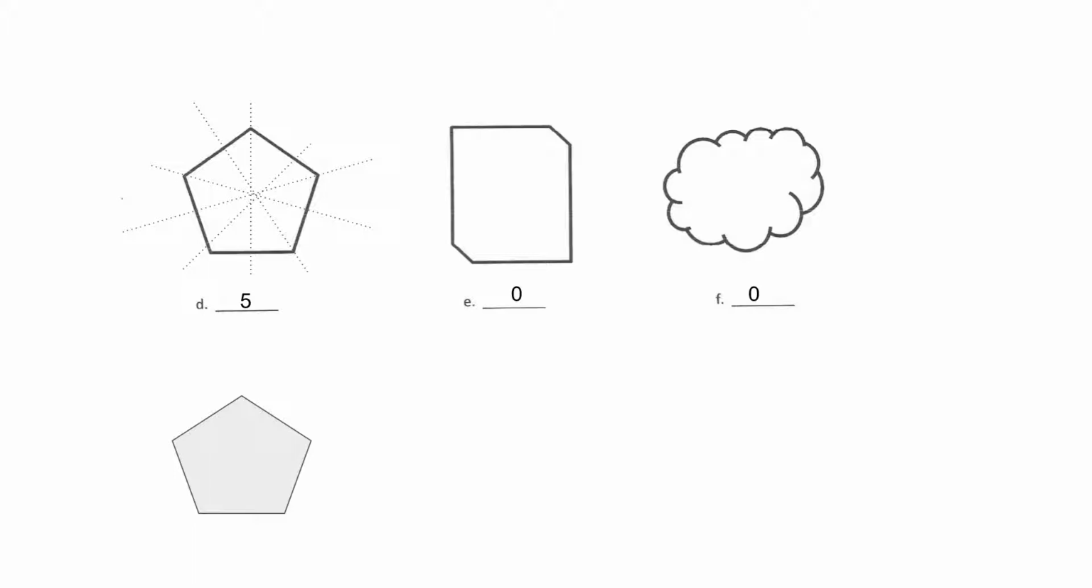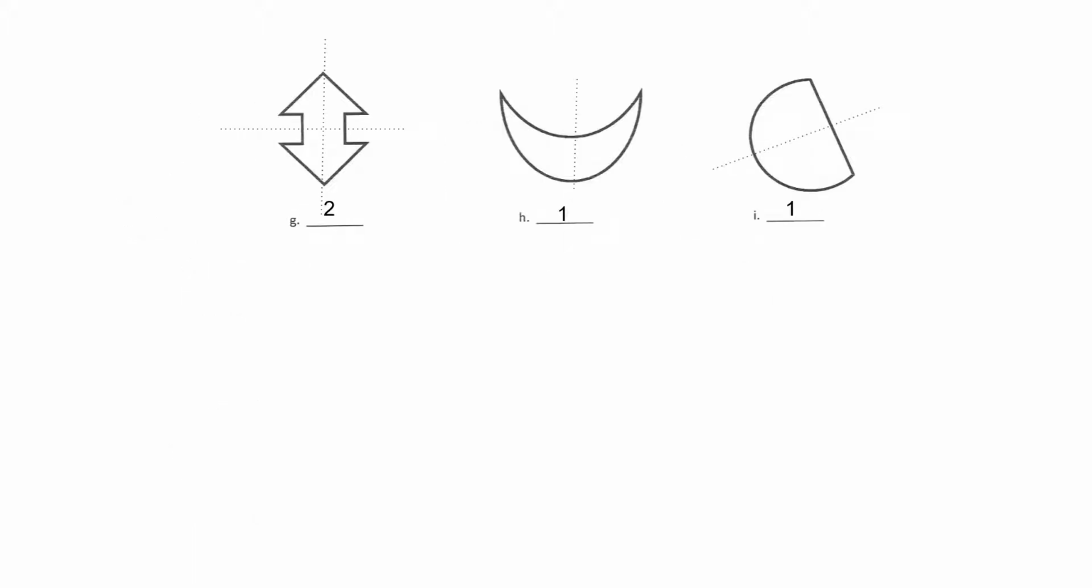Now, 1, 2, 3, 4, 5, a hexagon. Now, this you have to rotate and turn. But again, you can trace it and then cut it out and fold it. So from here to here, but if you rotate it, you will get 5 lines of symmetry. This, no line of symmetry. This, no line of symmetry. The arrow. You can fold it this way or this way. 2 lines of symmetry. This crescent moon, 1 line of symmetry, and this half circle, 1 line of symmetry. Again, cut them out, fold them.